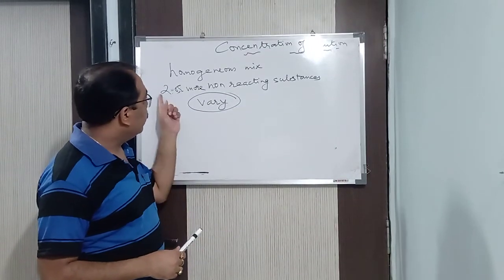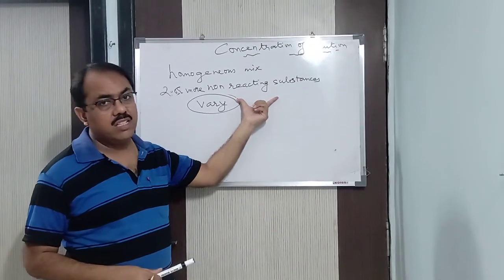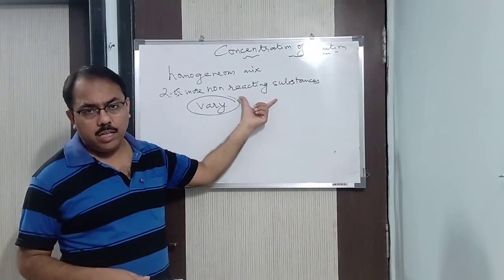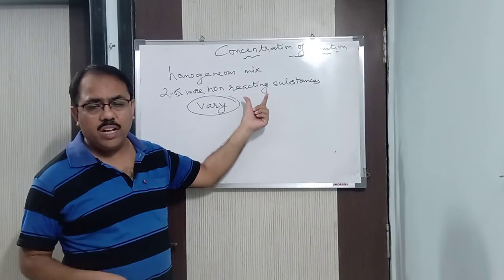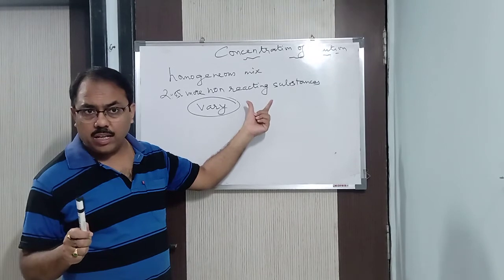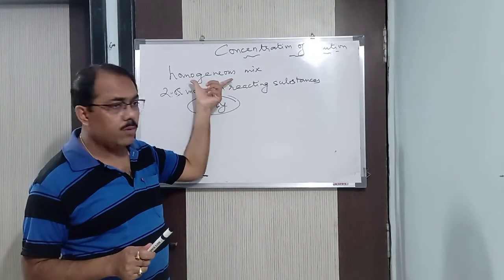Now, next is non-reacting. It should not react. You are not going to take here NaOH plus HCl. It is going to react. It will also form a solution, NaCl and water, but it is going to react. It undergoes a neutralization reaction. I am not saying that. Non-reacting substances. Clear? And it should dissolve so that it will form a homogeneous mixture.